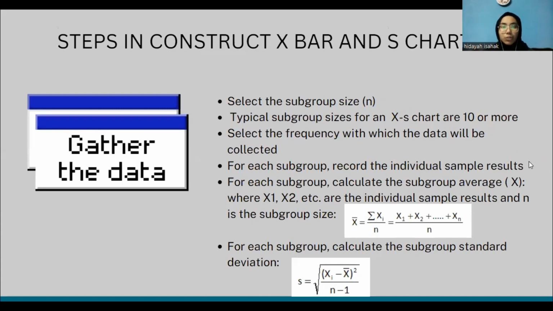And for each subgroup, we also need to calculate the subgroup average, X bar, where X1 and X2, etc. are the individual sample results and N is the subgroup size. This is the formula to calculate the subgroup average: X bar equals the summation of X divided by N. After we calculate the average, we need to calculate the subgroup standard deviation for the S chart, which is S equals the square root of the summation of X minus X bar squared divided by N minus 1.